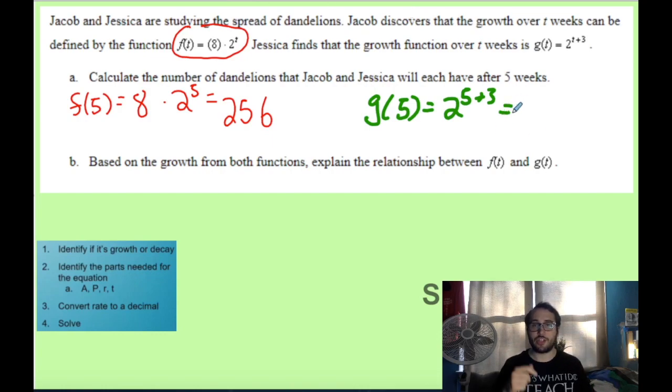So that's the same thing as saying 2 to the 8th power, right? Because 5 plus 3 is 8. So 2 to the 8th power is 256 as well. Interesting.